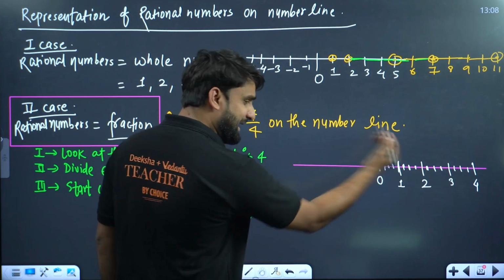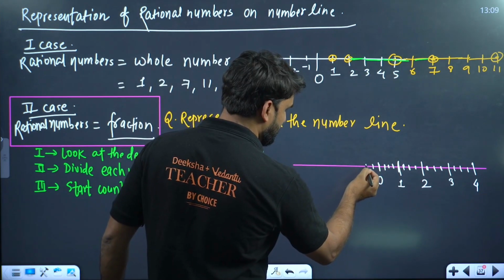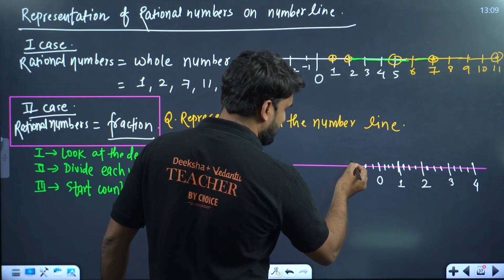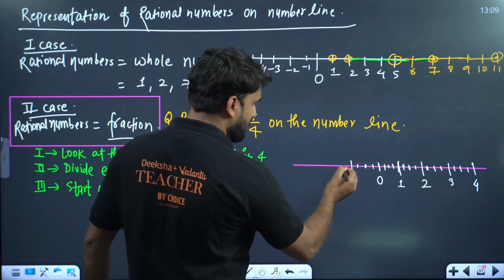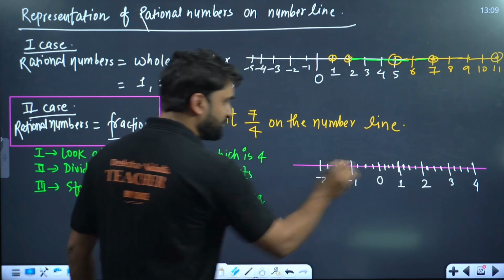And similarly at the left side of 0, the same procedure will be followed. This will be minus 1. 1, 2, 3, 4. This will be minus 2. So this is all about it.